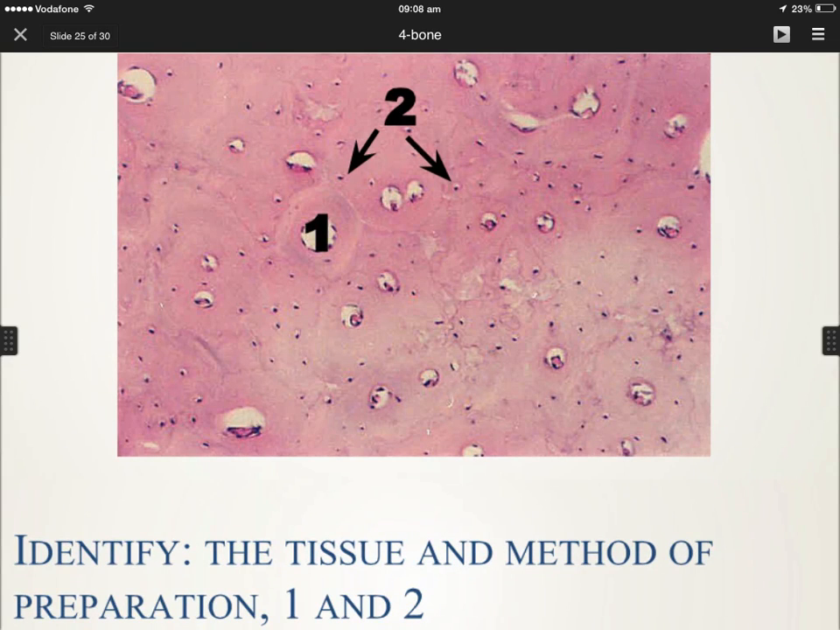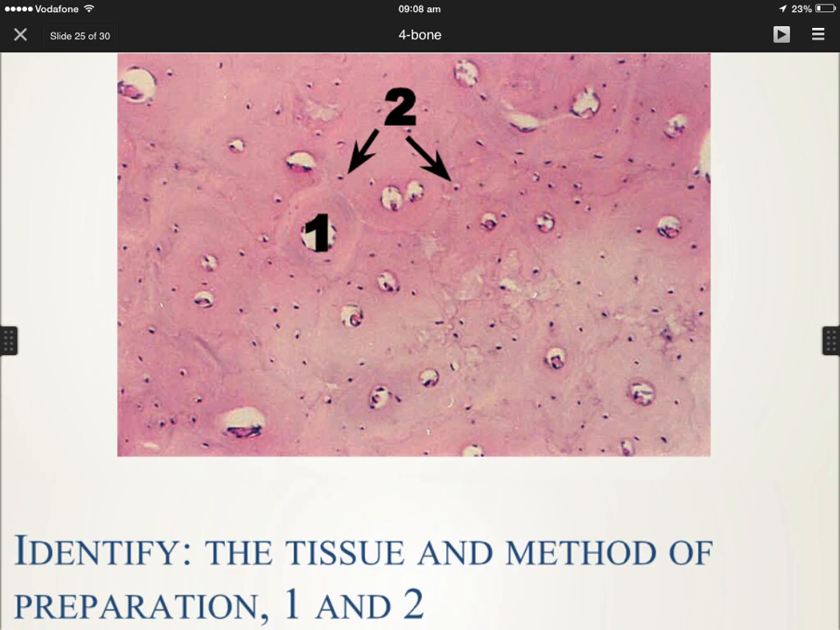This is a picture for the decalcified compact bone. Identify the tissue, it is compact bone. The method is decalcification. If you are asked about how decalcification takes place, it is by putting the bone in 10% nitric acid to dissolve the calcium, and after that the tissue becomes soft and it is fixed and stained.